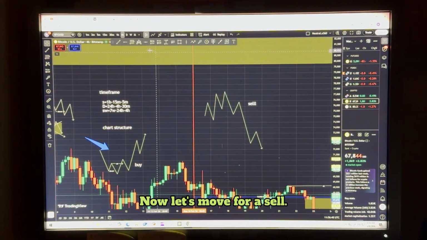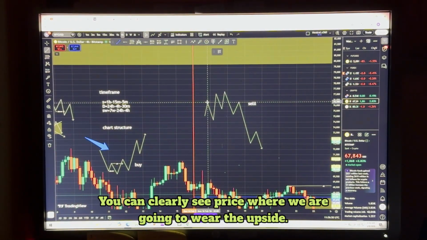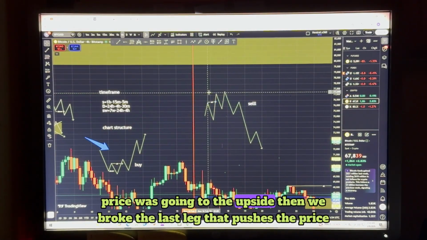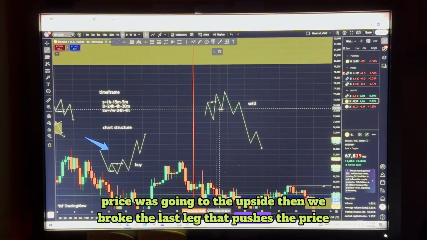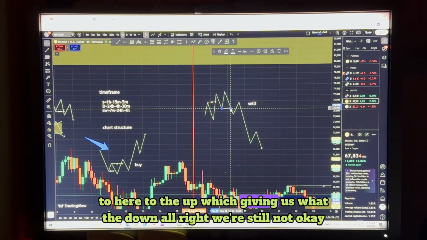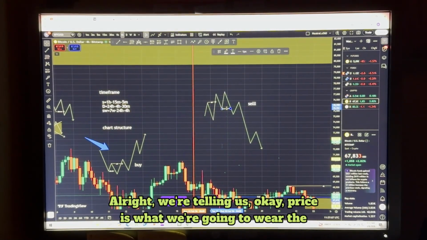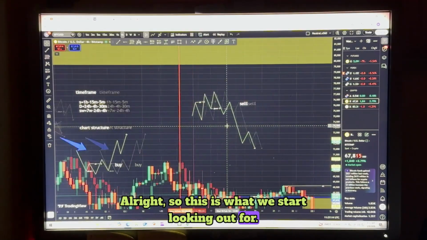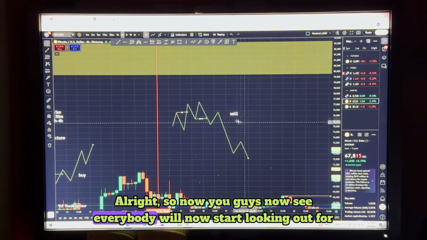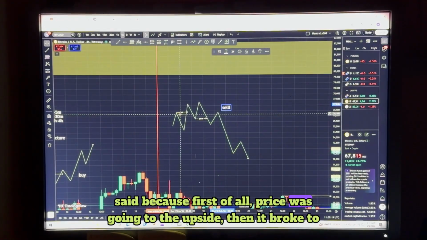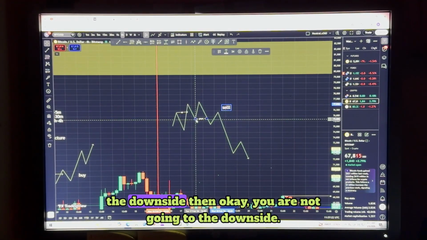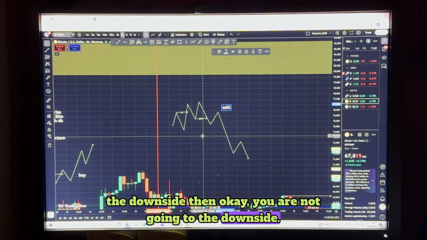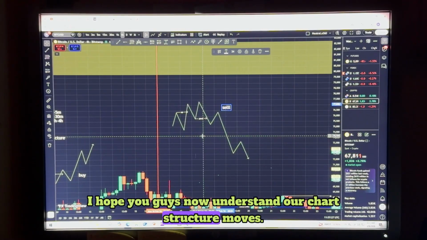Now let's move to a sell. You can clearly see price was going to the upside. Then we broke the last leg that pushes the price up, which gives us the down, telling us price is going to the downside. So this is what we'll start looking out for. Everybody will now start looking out for sell, because first of all, price was going to the upside, then it broke to the downside, then okay, we are now going to the downside. I hope you guys now understand how chart structure moves.